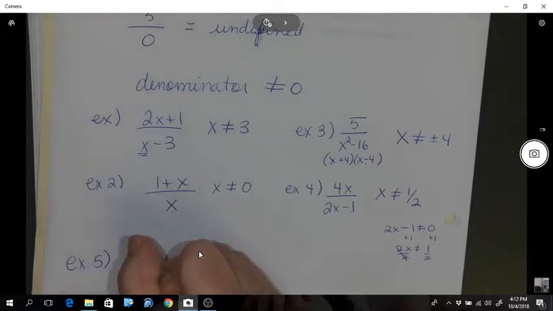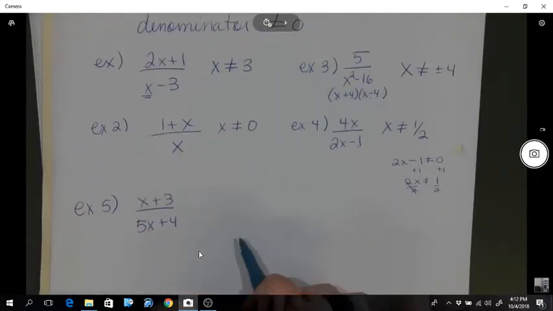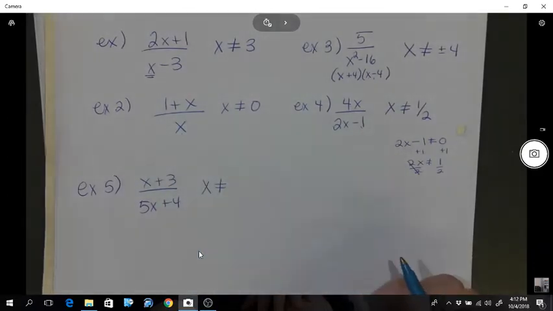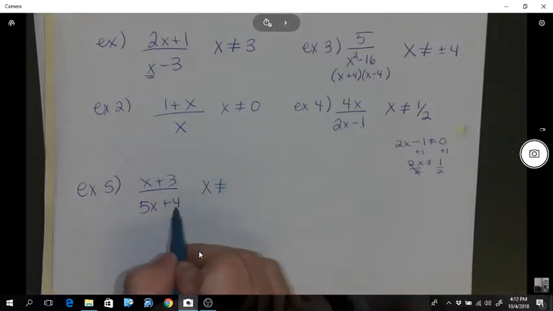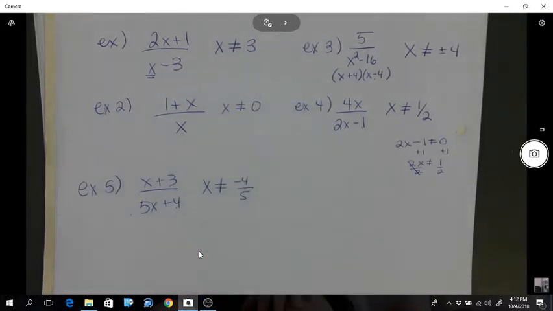So why don't I give you one more of those so you can see if you can do it faster. So the restriction is x cannot equal opposite of this, divide by that. Negative 4/5.